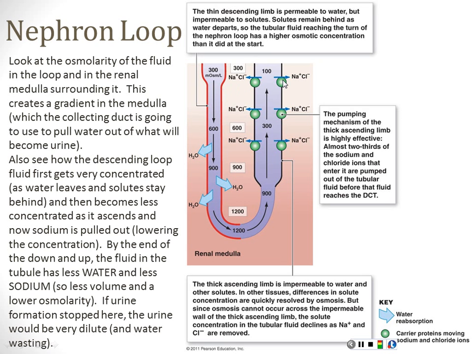So all told, urine or filtrate goes in at 300, it comes out at 100. That's pretty dilute for urine. If that's what entered the bladder, we would have a very high urine output of very dilute urine. So it's got a lot of water in it, but it doesn't have very much waste products in it for the amount of water it has.